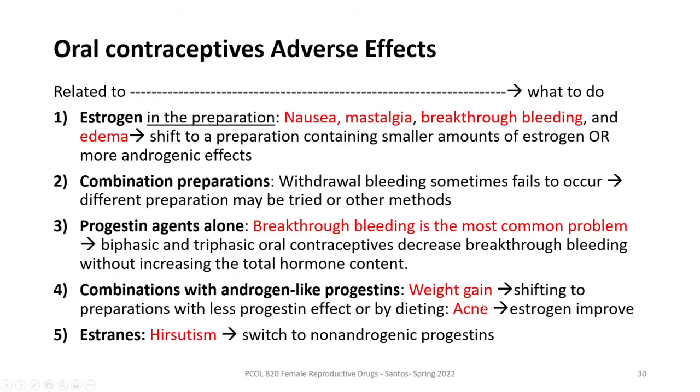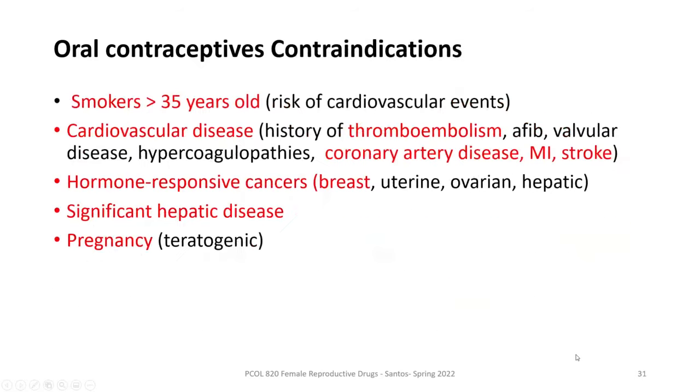And if you are having a lot of problems with acne, you should use estrogen to improve it. And if you are using a method that uses estrane, where the main side effect is hirsutism, you should switch to non-androgenic progestins. So basically the contraindications are women who are 35 years old or older than 35.